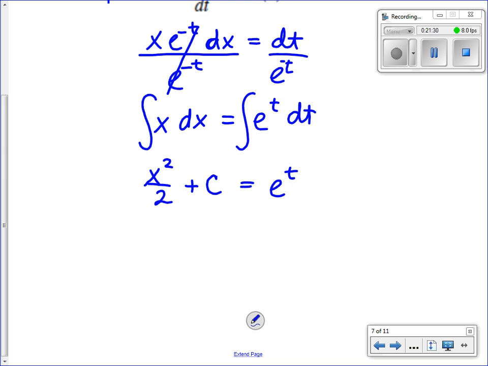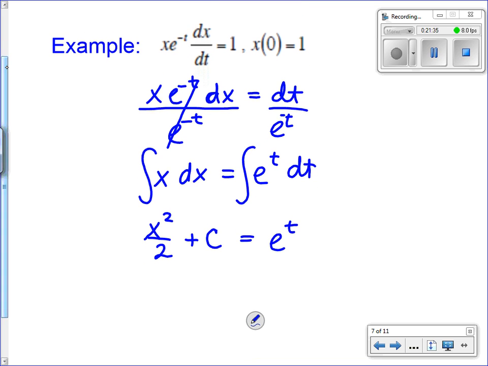Okay, now I want to go back to my initial condition here, because this is going to help us solve for c. This is x of 0 equals 1. So this is like x of t, okay? So t is equal to 0 and x of t is equal to 1. So we're actually going to solve this for x. Because of that, I'm actually going to put my plus c on the other side. Okay, so we want to solve this for x.